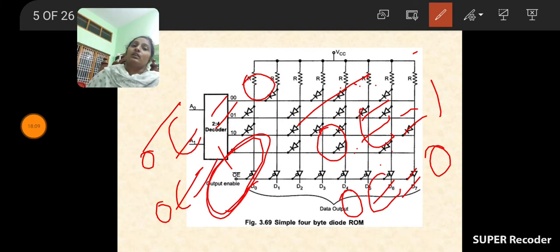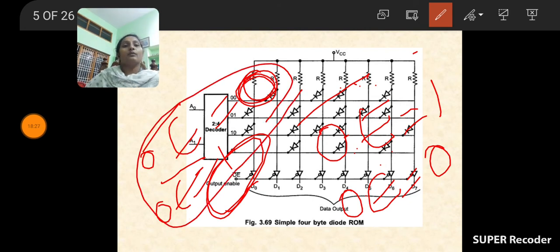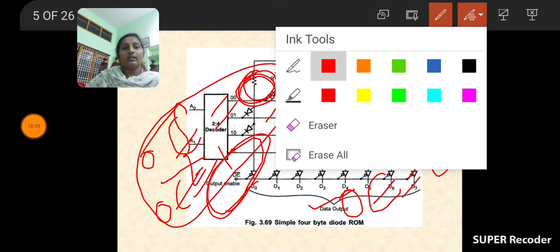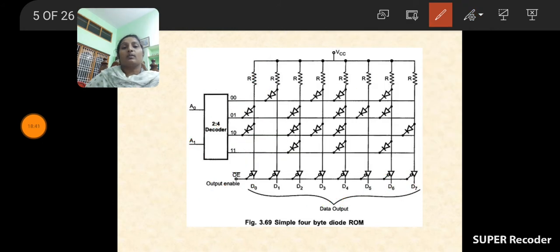That means the output is enabled, or the output is produced across the diodes, only when OE bar is equal to 0. Is it clear? If OE bar is equal to 1, the output is not produced across the diodes even though the input is present. Is it clear? That is the necessity of the output enable bar signal.